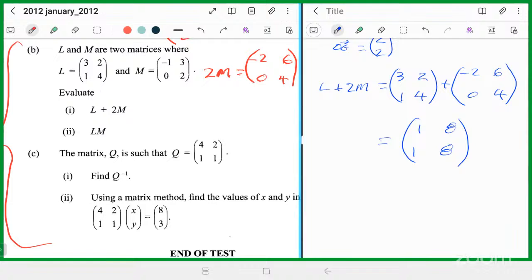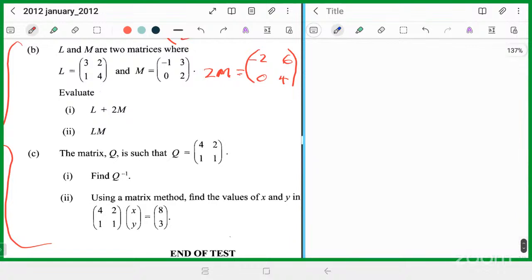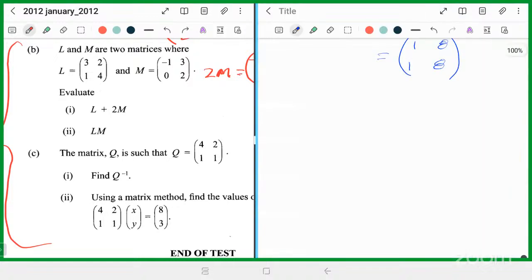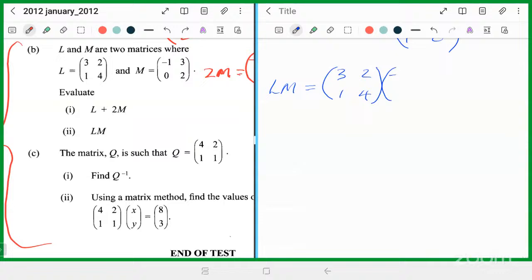Then it wants us to do the product LM. Multiply L times M. So we know that's a process again. L times M, so let's just do it here. LM will be the first matrix, which is 3, 2, 1, 4, and the second matrix is -1, 3, 0, 2.